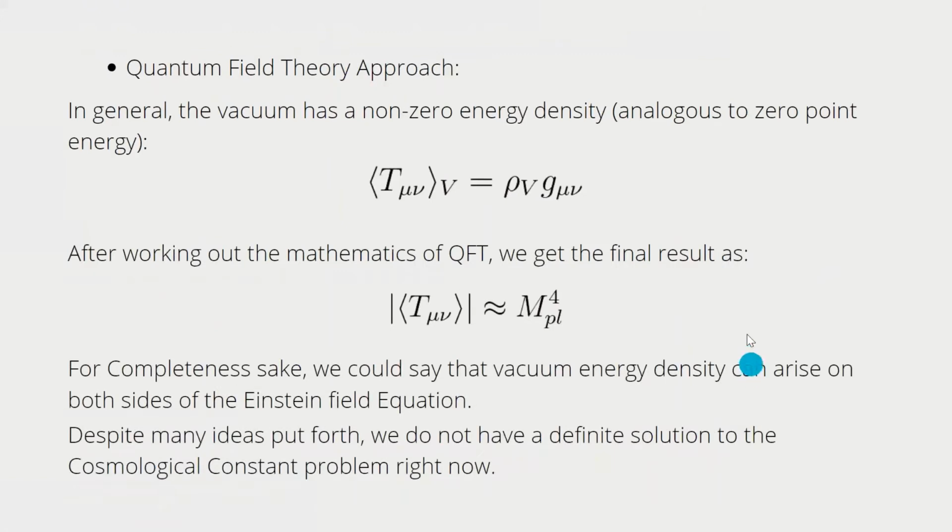Also, through the quantum field theory approach, in general, the vacuum has a non-zero energy density. It's analogous to the zero-point energy of any quantum system. We take the expectation value of the energy-momentum tensor, which is directly proportional to the metric of the universe in which it is defined. After working out the mathematics, we get the same results. For completeness' sake, we could say that the vacuum energy density can arise on both sides of the Einstein field equation.